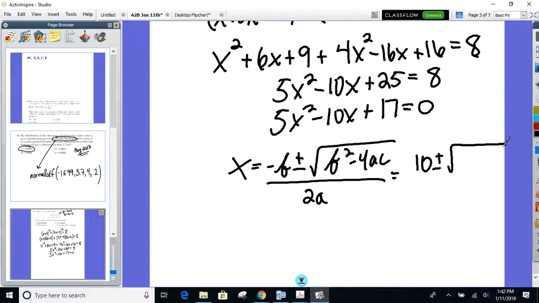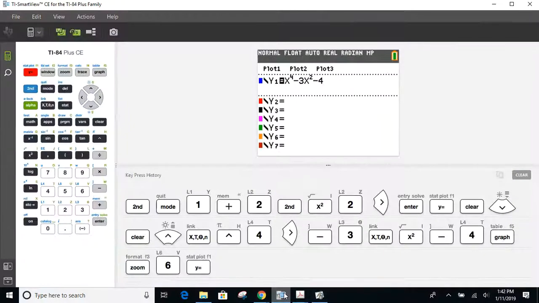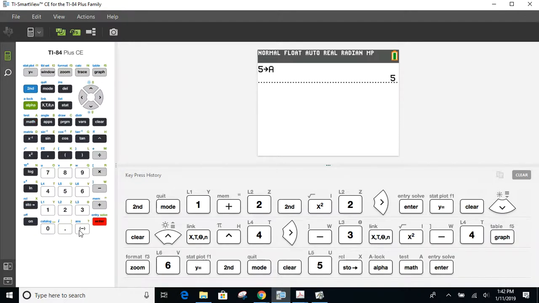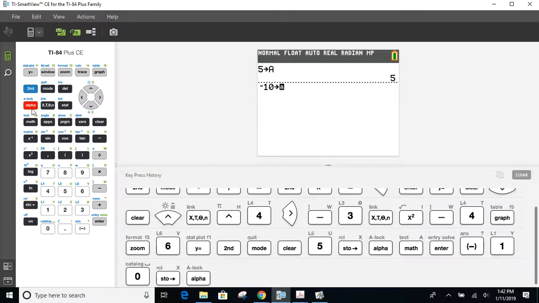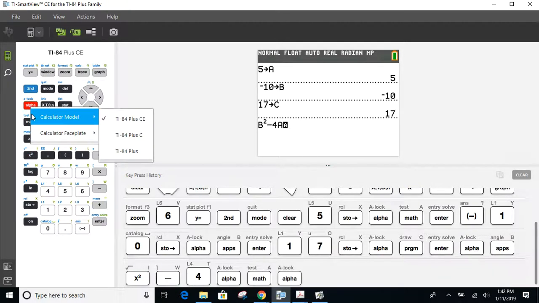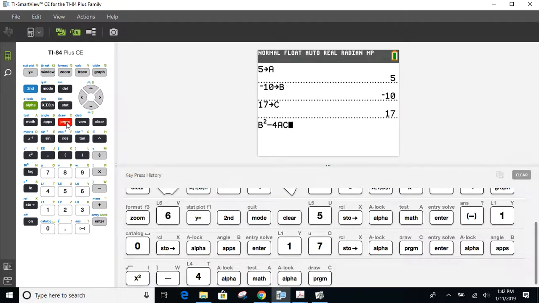Store it. Store your A. Store 5 in for A, negative 10 in for B, and 17 in for C, and see what's equal to B squared minus 4AC. So you can go to your calculator. Here you go. Store 5 in for A. Negative 10 in for B, right? And 17 in for C. And then ask your calculator, what's the value of B squared minus 4AC? Negative 240.